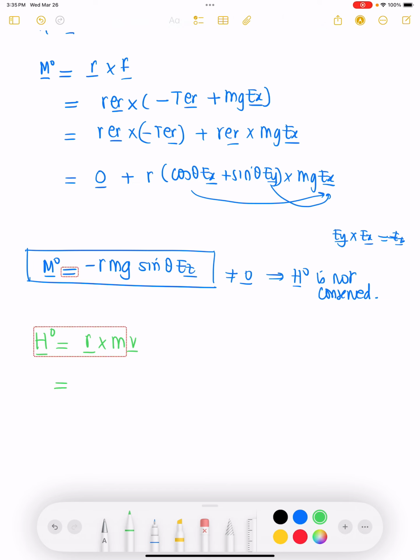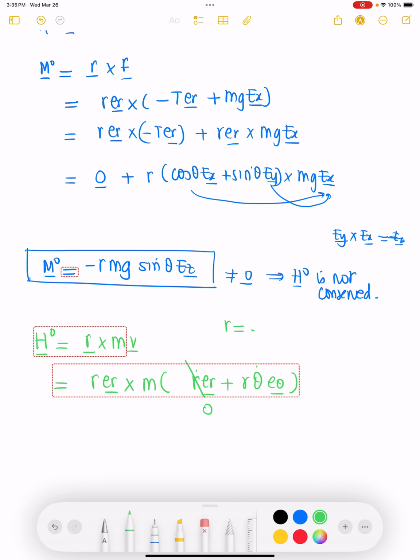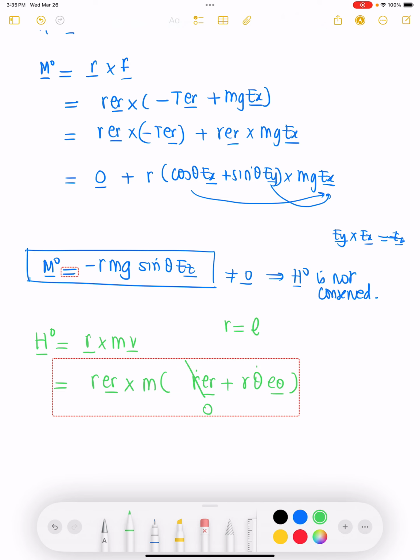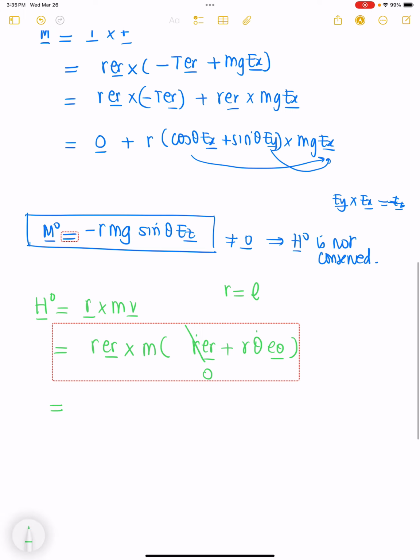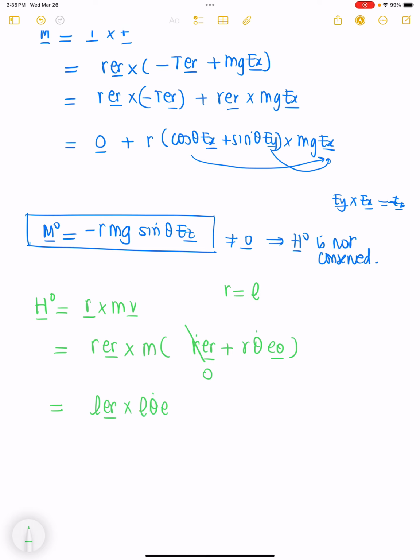In polar coordinates, the position vector can be expressed as r e_r, and the velocity is r dot e_r plus r theta dot e_theta. Here we will remember that r dot is equal to 0 because r is equal to the length of the chord, which is constant. The chord is inextensible. So I'll write this calculation as L e_r crossed with L theta dot e_theta, and that's equal to L squared theta dot e_r cross e_theta, which is e_z. I think I forgot my mass term. I will add it, and that's the angular momentum of the system about point O.